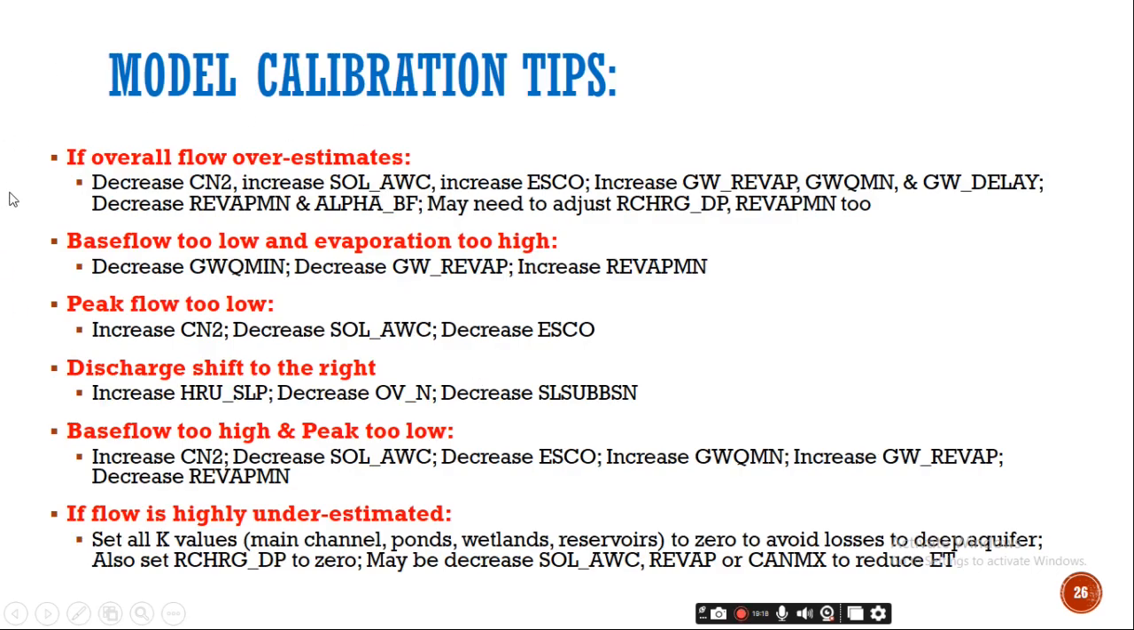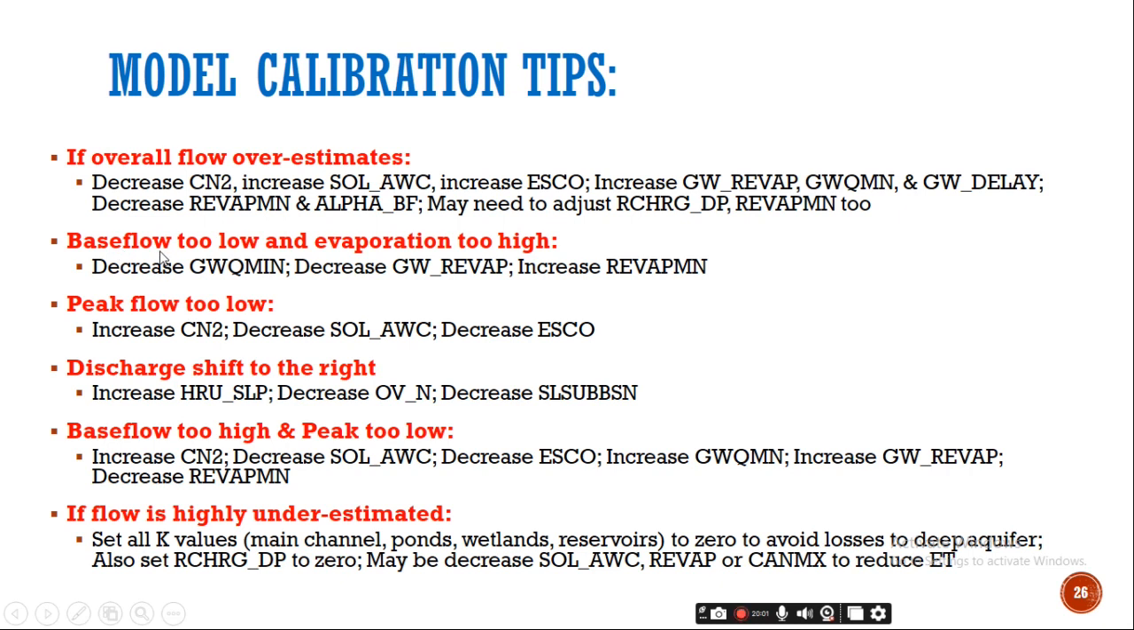This is the main thing, and these are the main tips for model calibration. If this is the condition, which parameter we should change and how we should play with that parameter, I have mentioned in the slide. For example, if overall flow is overestimated, meaning our flow is very high, then how can we adjust it, how can we calibrate it? In that case, you can decrease the CN2, increase the soil AWC, increase the ESCO, and you can just follow this instruction in that case.